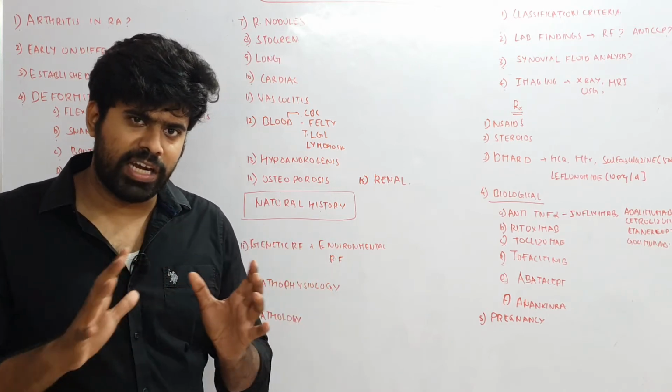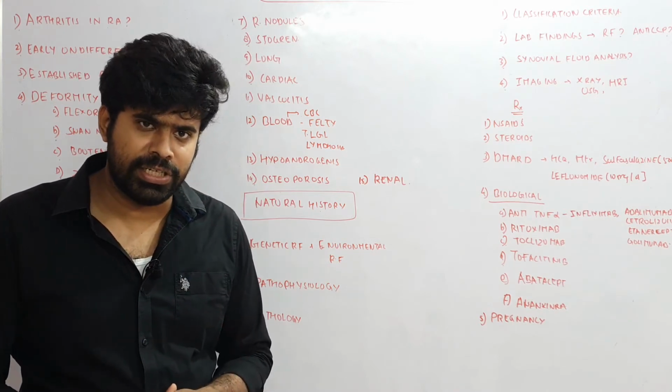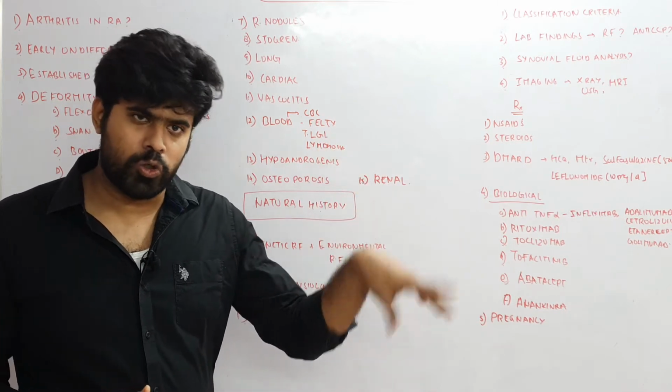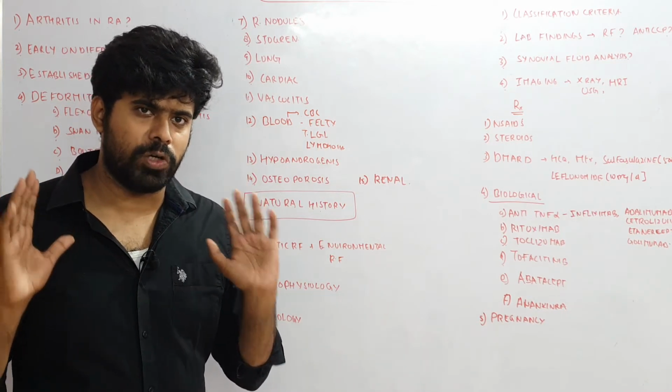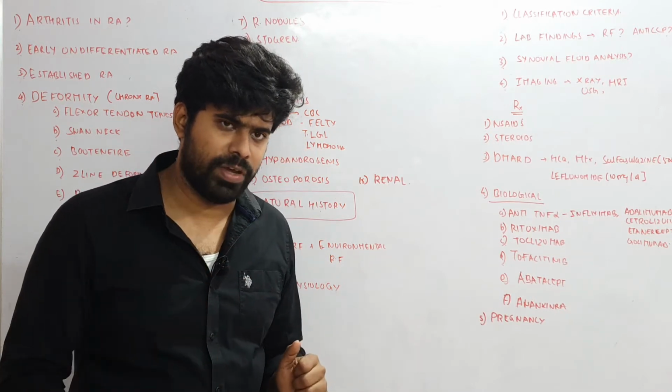How does TNF alpha activate the osteoclast? By increasing the RANK ligand and RANK interaction. How does it increase the RANK ligand and RANK interaction? It will inhibit osteoprotegerin. The normal function of osteoprotegerin is to inhibit the release of RANK ligand from the macrophages.